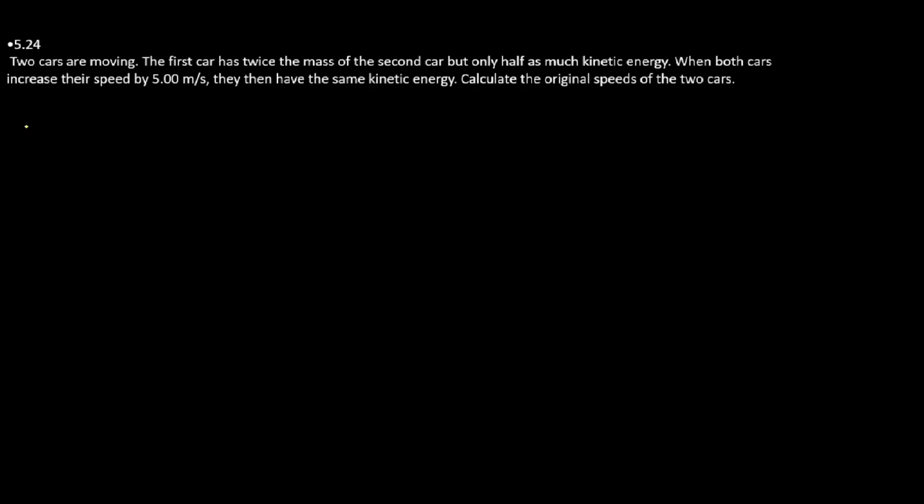Question 5.24. Two cars are moving. The first car has twice the mass of the second car, but only half as much kinetic energy. When both cars increase their speed by 5 meters per second, they have the same kinetic energy. Calculate the original speeds of the two cars.